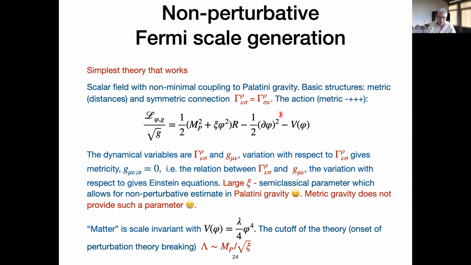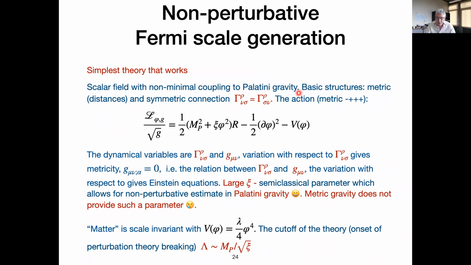So the action looks like this. There is a scalar curvature, there is the Planck mass, there is the non-minimal coupling of the scalar field, and then there is a kinetic term for the scalar field and a potential. We want to have a theory which is conformally invariant without gravity. So this potential is just lambda phi to the 4th, as we have it in the standard model.